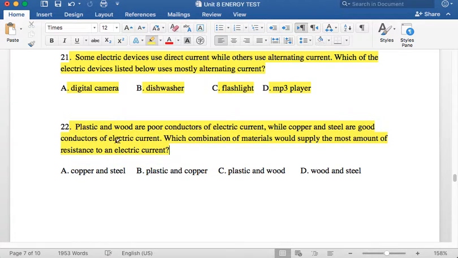Number 22. Plastic and wood are poor conductors of electric current, while copper and steel are good conductors of electric current. Which combination of materials would supply the most amount of resistance to an electric current? A, copper and steel, B, plastic and copper, C, plastic and wood, D, wood and steel.